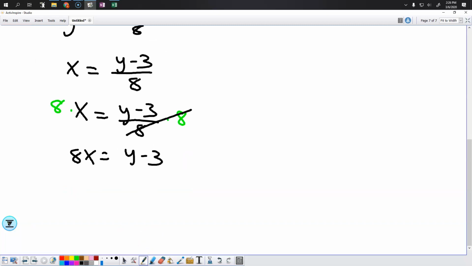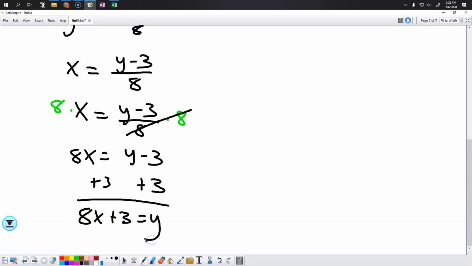And from there, I think you guys would know what to do, right? Yep. Just add 3 over. So the algebra was a little bit different there. We had to do a little multiplication to make it work for us. Let me show you a third one, and that'll be it for the day.